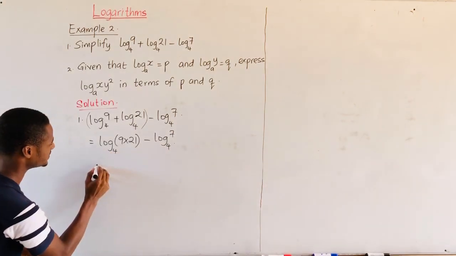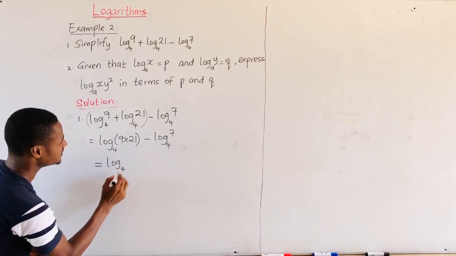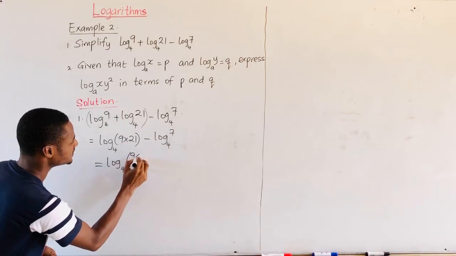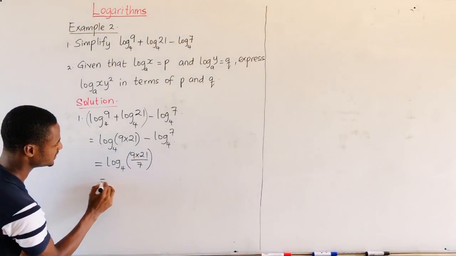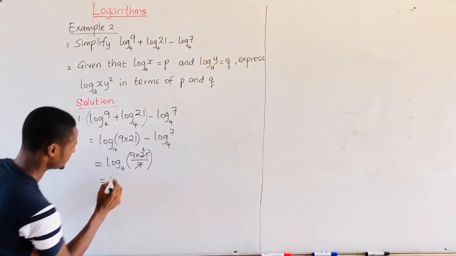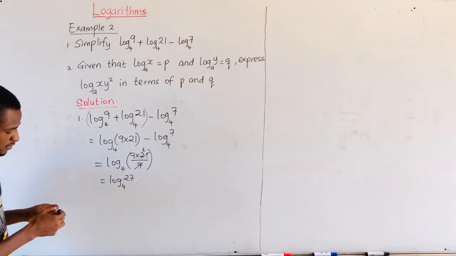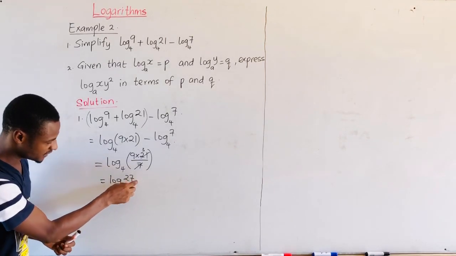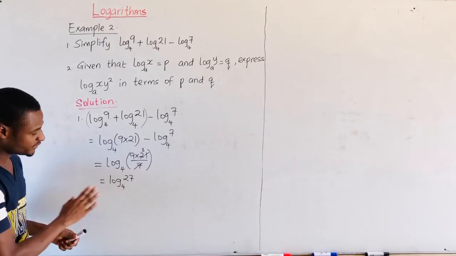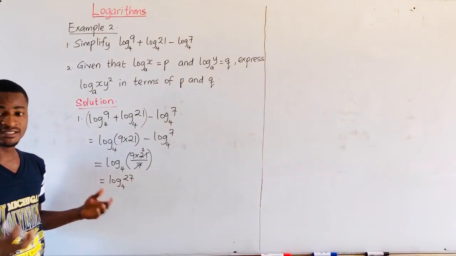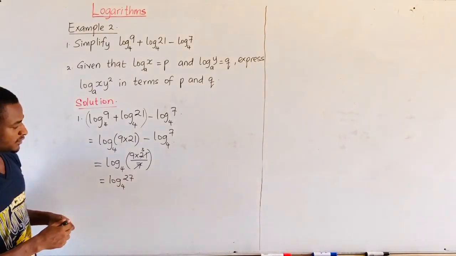The bases are still the same, so we can use the second law, which will give us 9 times 21 over 7, the same base. This is 27, and so we will have log 27 base 4. Note that 27 cannot be expressed in terms of 4, and so this is our simplest form. Otherwise, if the question requires the decimal form, you use your calculator to get the value of this.